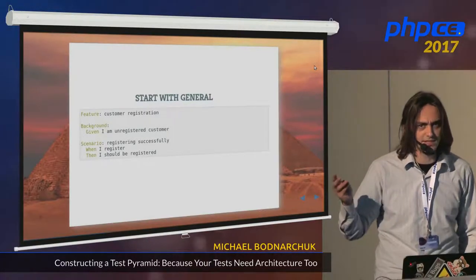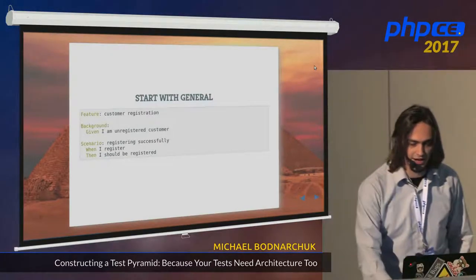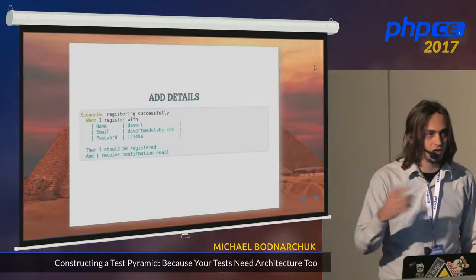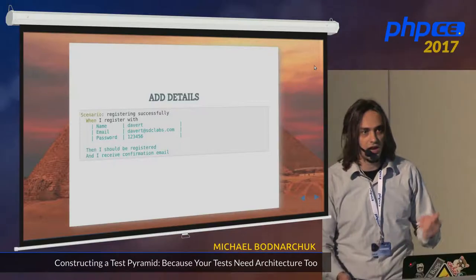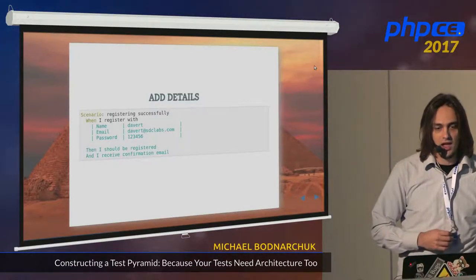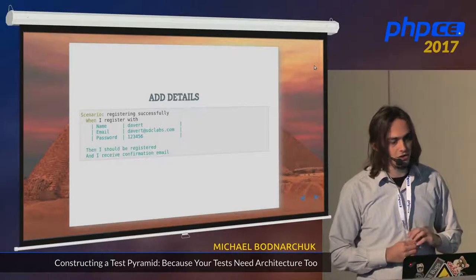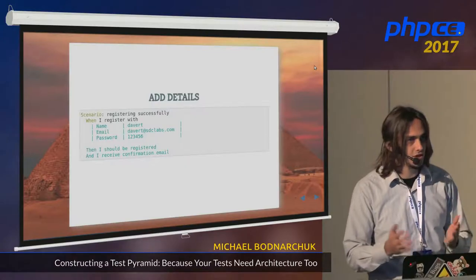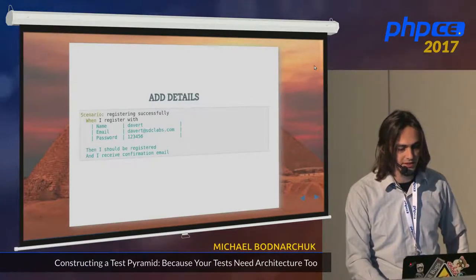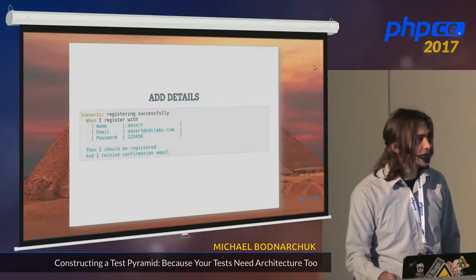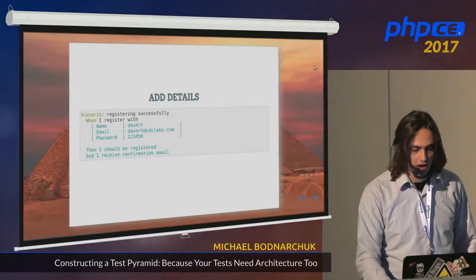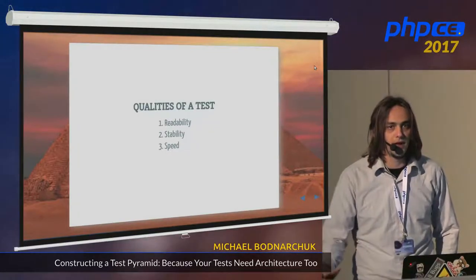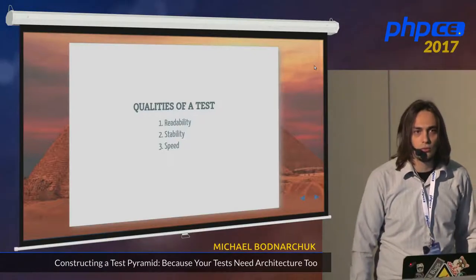Okay, makes some sense, but we really miss the details about it. Let's add them. What does it mean to be registered? What we need to input, add some examples into it. And once we add these details, we already have a test in terms of BDD. But still, it's not about BDD, it's about just writing down the specification. Once we added these details to the specification, we can start to think how we can implement this as a test. And we need to focus on three things.